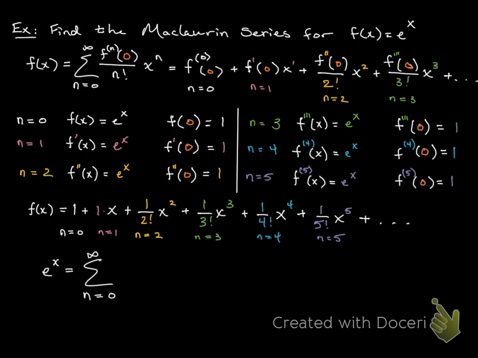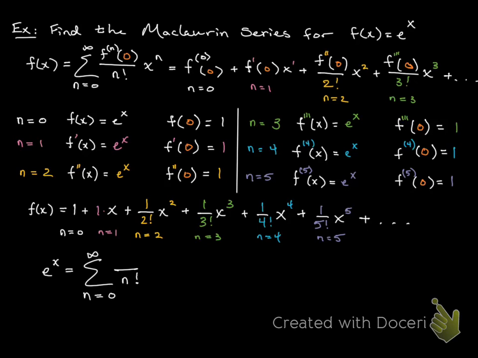When n is 0, I need a 1 to show up. So what I've got is n factorial. Remember, 0 factorial is 1. When n is 1, I need a 1 factorial in the denominator. 1 factorial is 1. Perfect. When n is 2, I need a 2 factorial. Perfect. So that n factorial is going to work perfectly there.